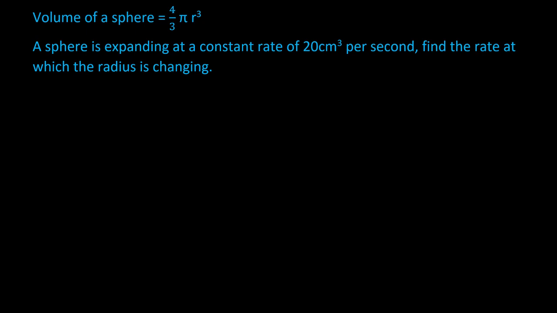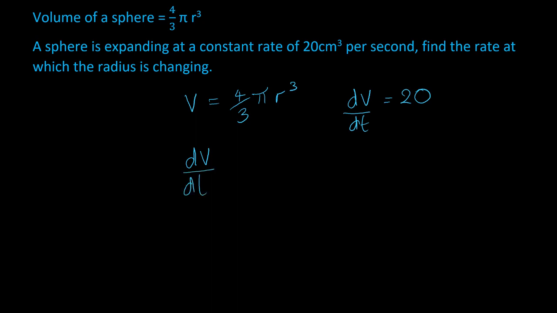So what do we know? We know the formula is V equals 4/3 pi r cubed, and what we know is that dV/dt equals 20. So we need to link dV/dt to dr/dt. So we've got dV/dt will be equal to dV/dr times by dr/dt, which is what we're trying to find. So we know that dV/dt is 20.